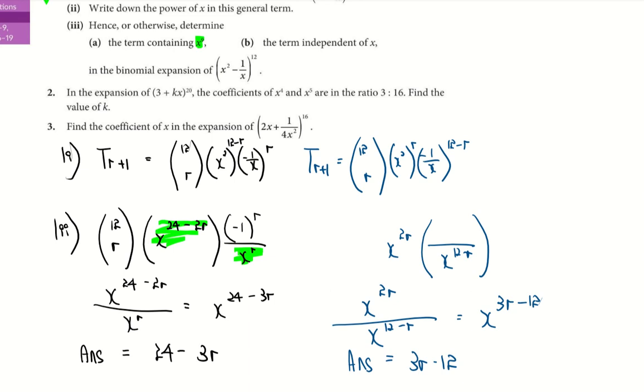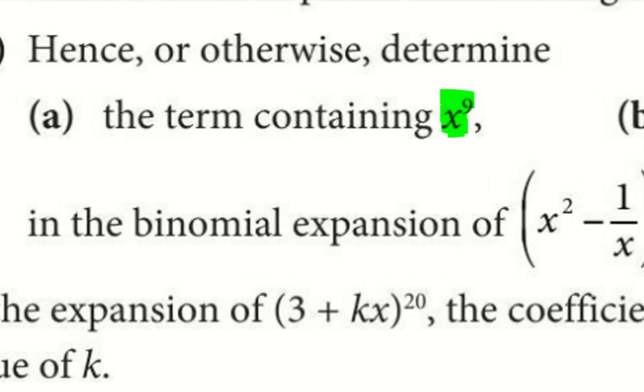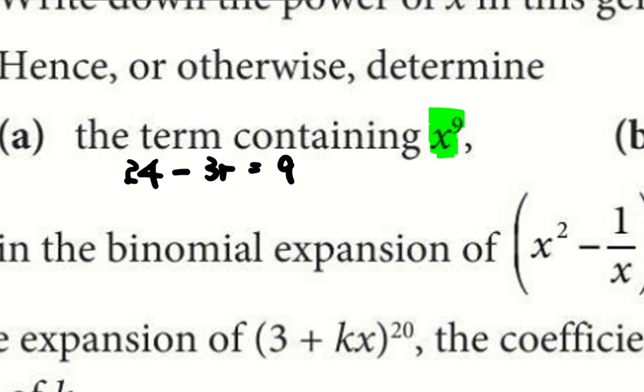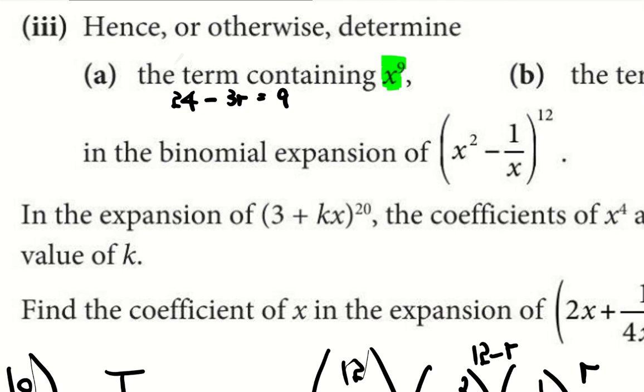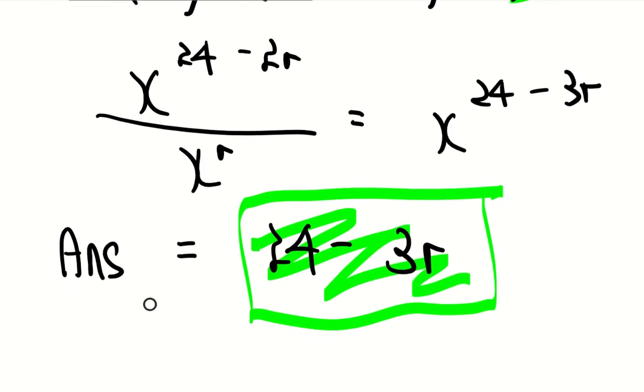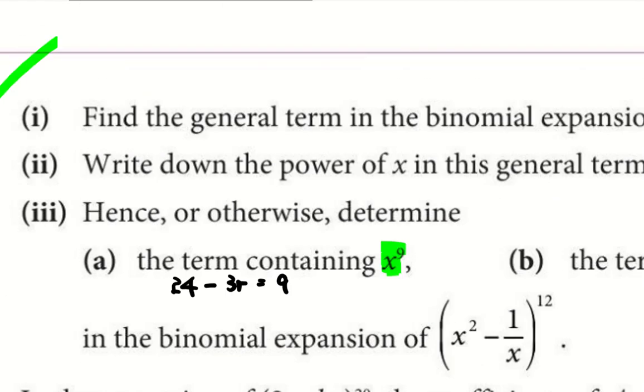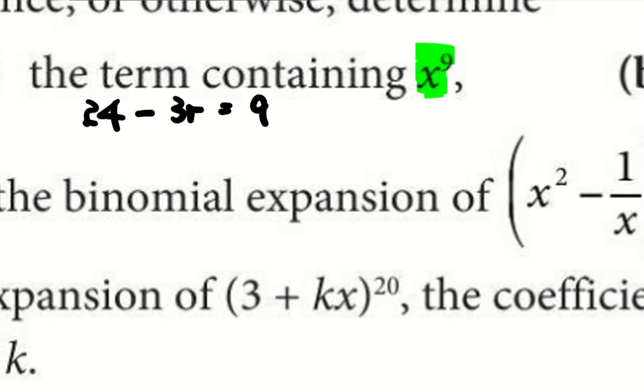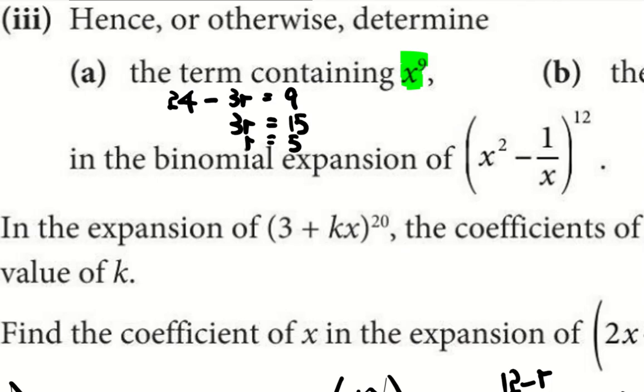So, our previous part talked about the power of x, 24 minus r. Since the power here is 9, I use 24 minus r to be equal 9. So, I solve for the indices and equate them to each other. So, I know, the indices is 24 minus 3r for the power, and I want a power 9 here. Let me solve for what r is first. However, this is not the answer.